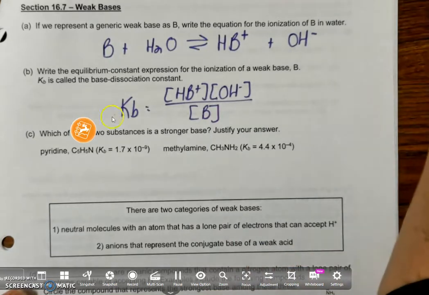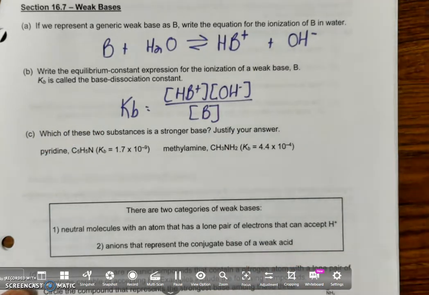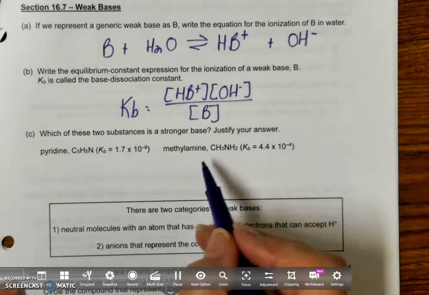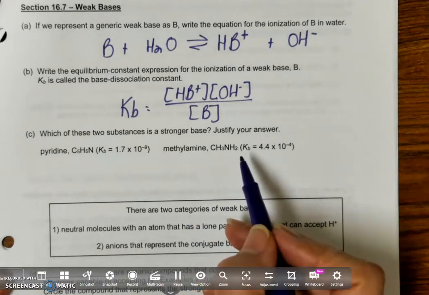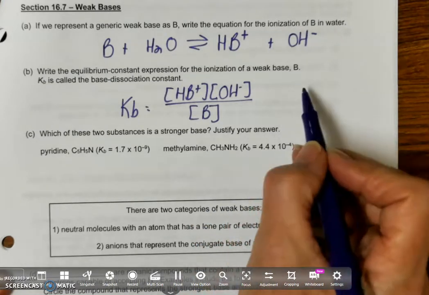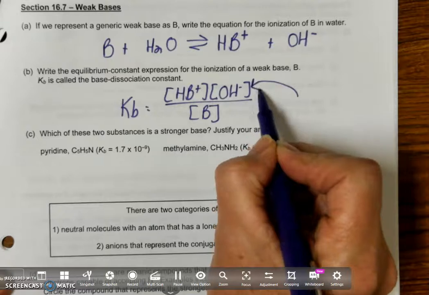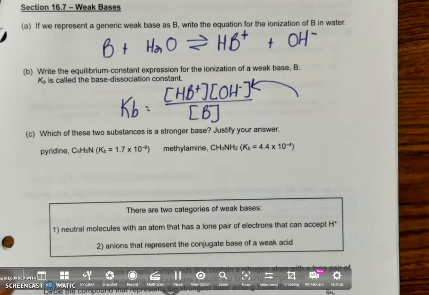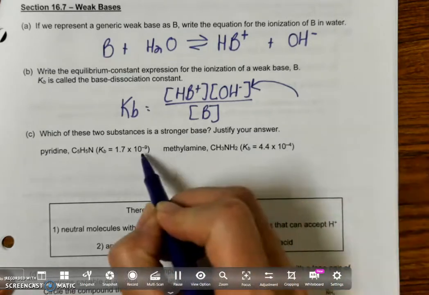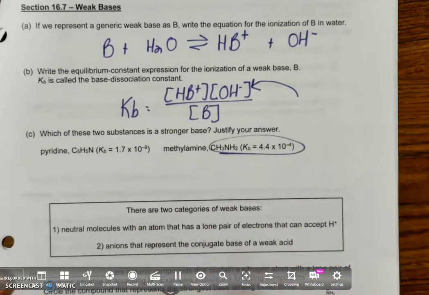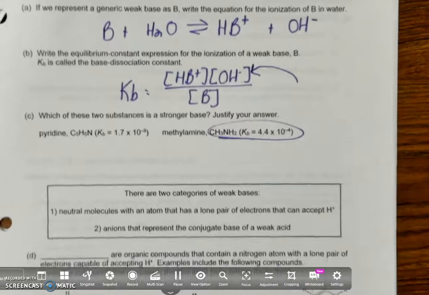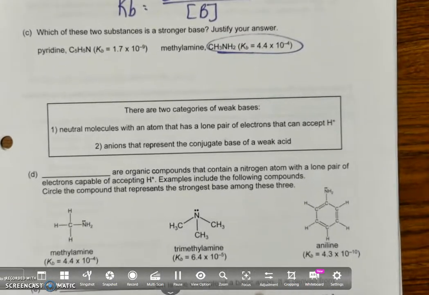And again, I can look at the strengths of bases by looking at my Kb, because the stronger the base, the more of that I'm going to have. For acids, we follow H+. For bases, we follow OH-. So in this case, this is a much higher number than that, and so this is going to be my stronger base.